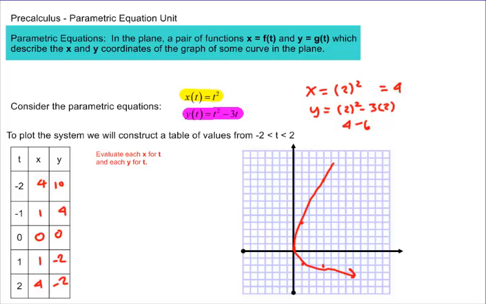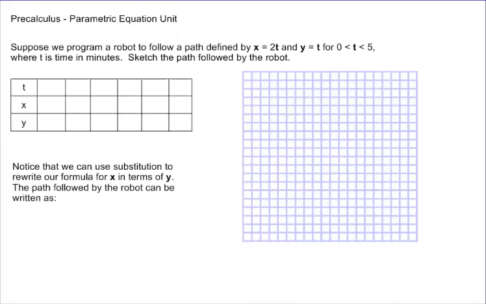And don't let this be hard, okay? You're going to evaluate each x for t and each y for t, plot those points out on an xy plane, and then see what kind of shape you got. You can get all kinds of shapes. You can get curves, circles, ellipses, straight lines, a little bit of everything.